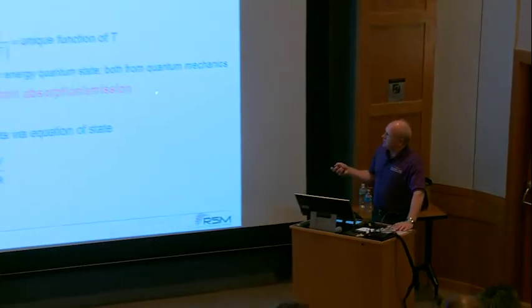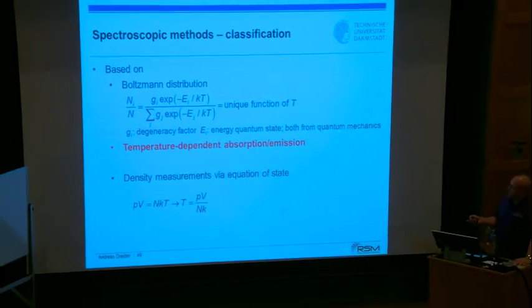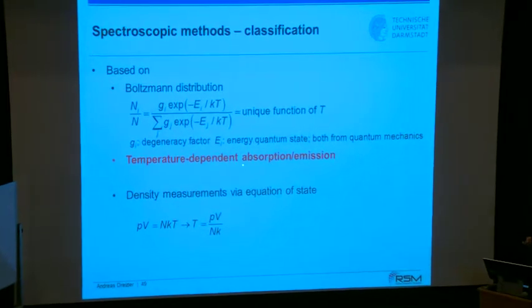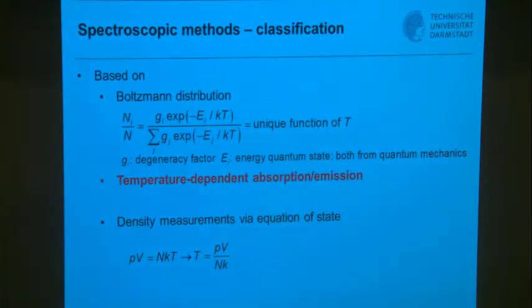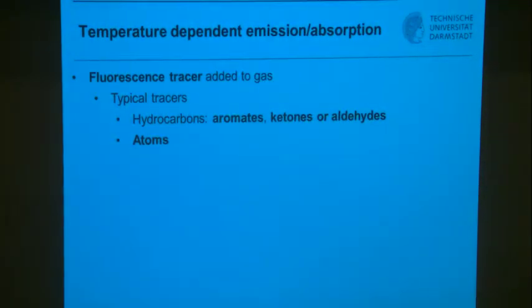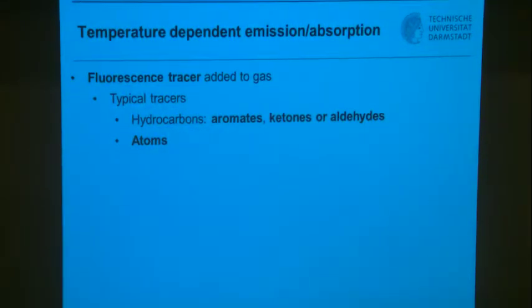As the next part, which will not be that comprehensive, we will see how you can use temperature-dependent absorption and emission lines for thermometry. This is done in connection with fluorescence spectroscopy. And for that, typically, tracers are added to the gas.